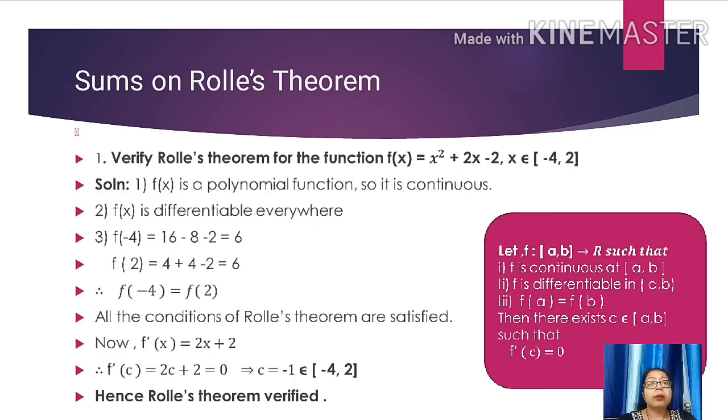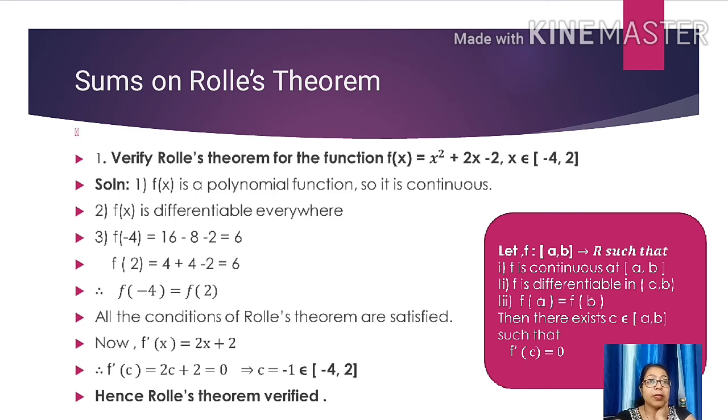Now I am showing the sums on Rolle's theorem. Verify Rolle's theorem for the function f(x) is equal to x square plus 2x minus 2, where x belongs to [-4, 2]. See here, f(x) is a polynomial function, that means this is continuous and differentiable everywhere. So it is continuous in the closed interval [-4, 2] and differentiable in the open interval.